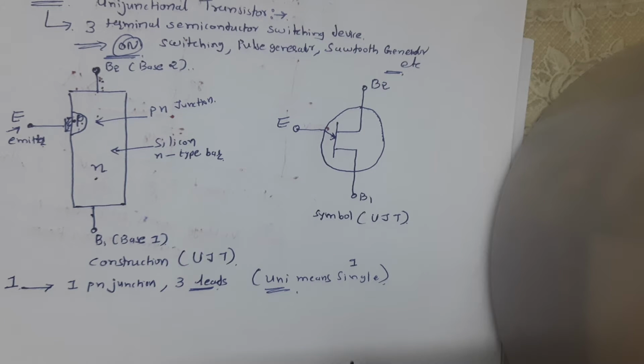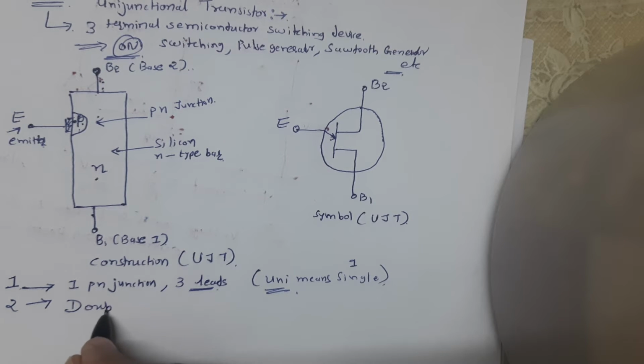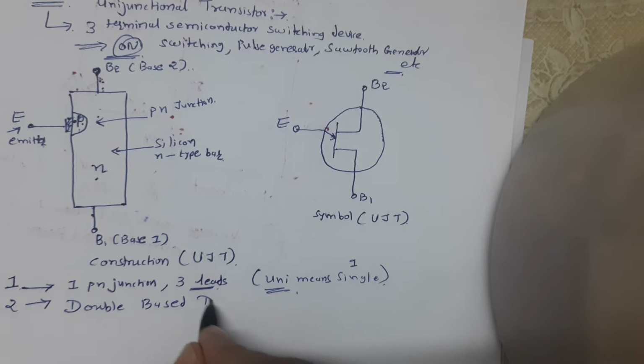The second point to be remembered is that with only one PN junction, the device is really a form of diode, because the two base terminals are taken from one section of the diode. This device is also known as a double-based diode.